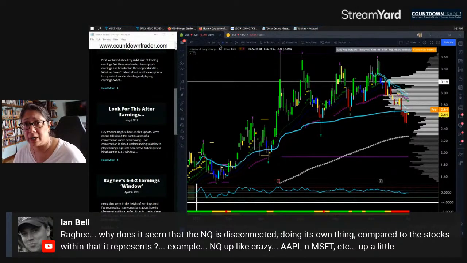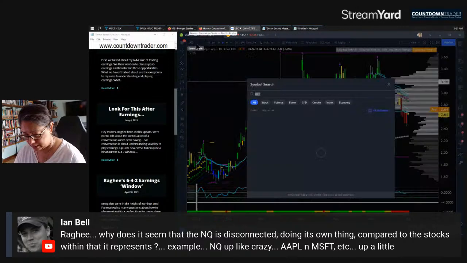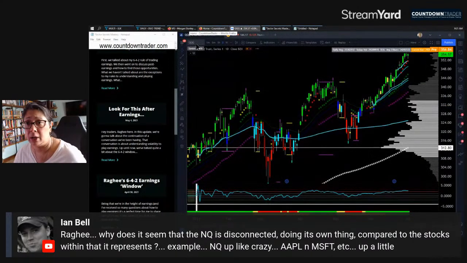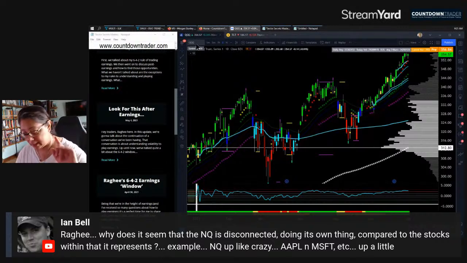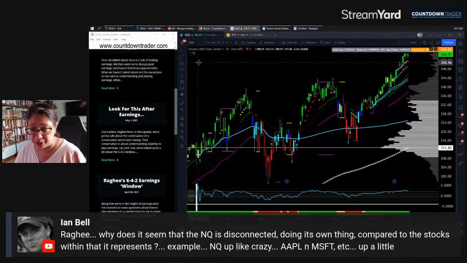The question is, why does it seem the NQ is disconnected? You can use the QQQ for this as well, doing its own thing compared to stocks within it that it represents. Here's why I love the question, and it's at the heart of what we do over at Sector Secrets, which, by the way, you can check out at simpletrading.com/sector.